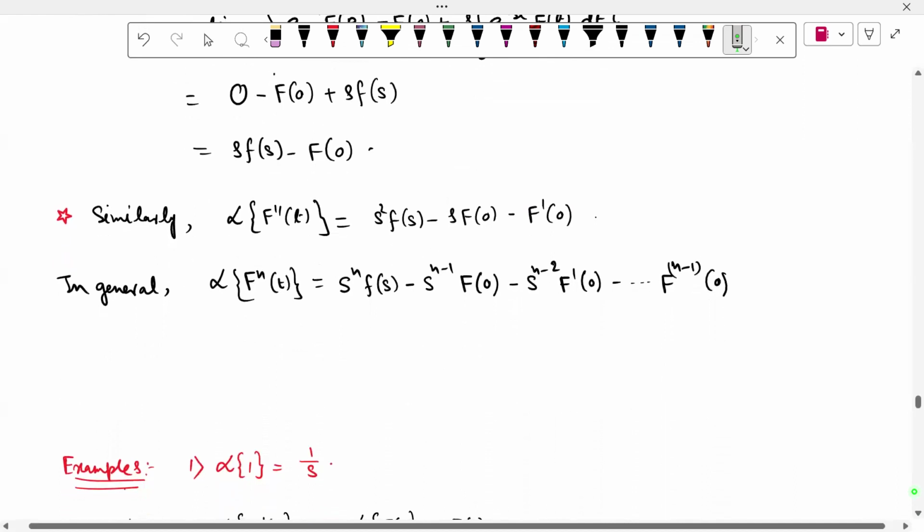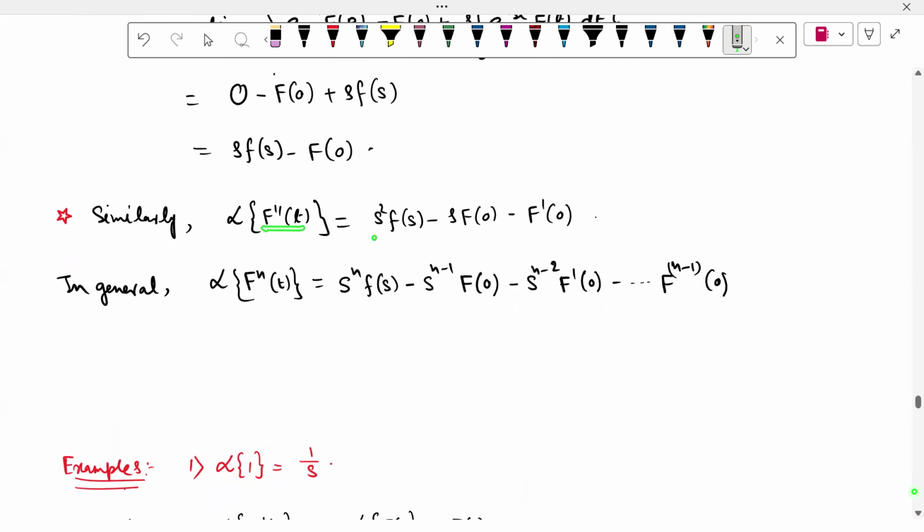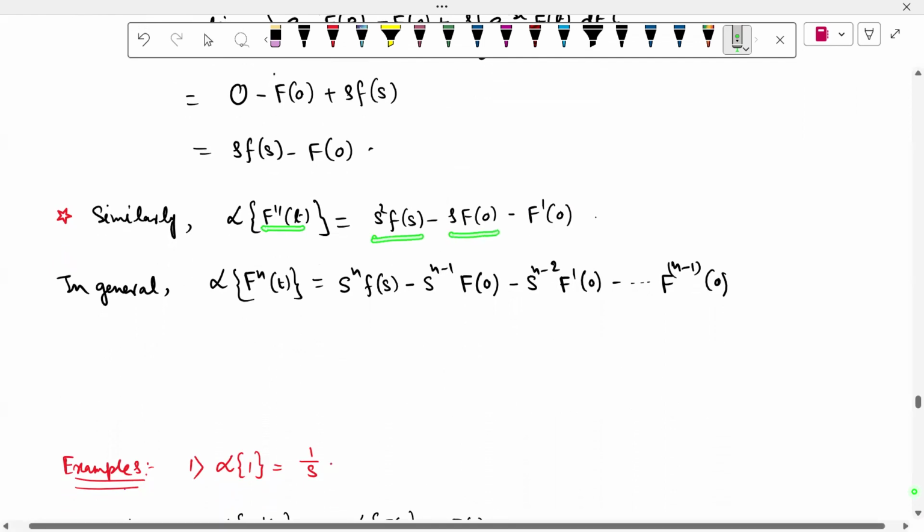Similarly, if it is given L of f double dash, what is the formula for that? This will be s square F s minus s f 0 minus f dash 0. And in general, for an arbitrary nth order derivative, you get s^n F s minus s to the power n minus 1 F 0, minus s to the power n minus 2 f dash 0, and so on, minus f to the power n minus 1 of 0.